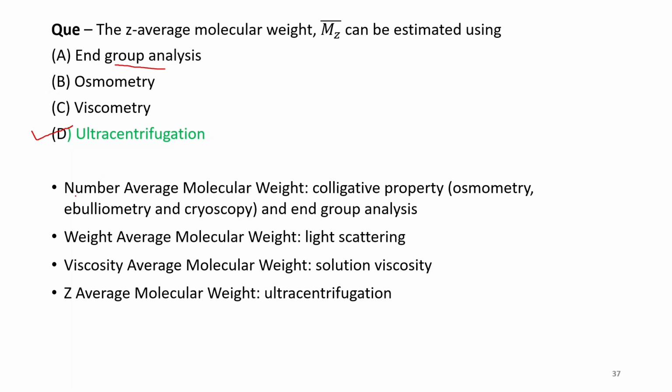Also, the number average molecular weight can be calculated using colligative properties and end group analysis. Weight average molecular weight can be calculated using the light scattering method. Viscosity average molecular weight can be calculated using solution viscosity, and Z average molecular weight is calculated using ultracentrifugation, right?